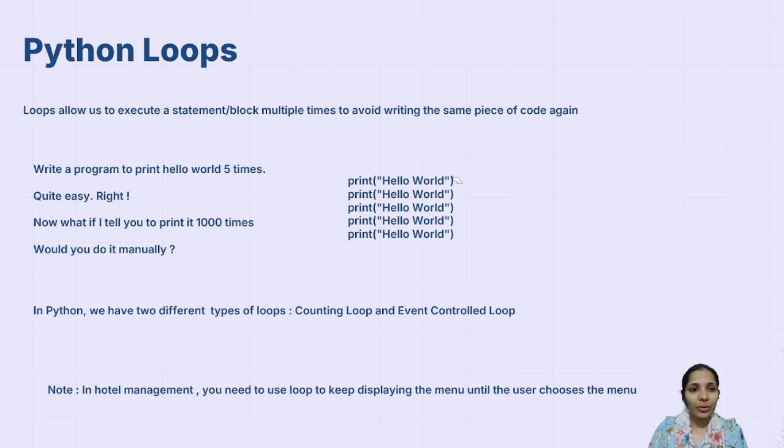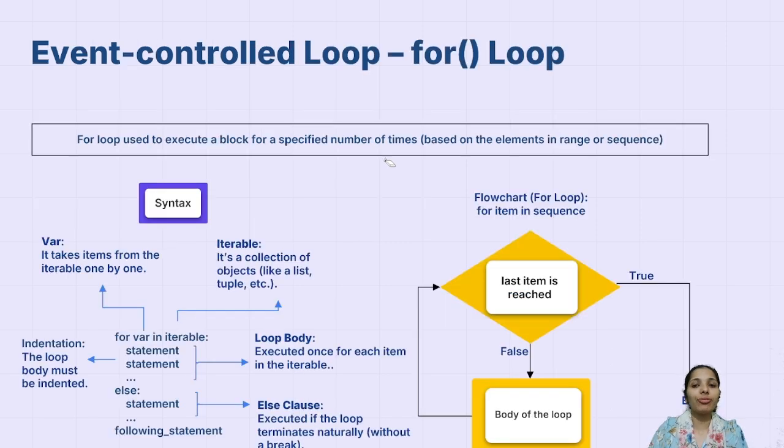To avoid printing hello world 10 or 15 times, where the same action has to be repeated a number of times, we come to the concept of Python loops. In Python, we have two types of loops, that is the counting loop and the event control loop. So now let's discuss the event control loop, that is the for loop.